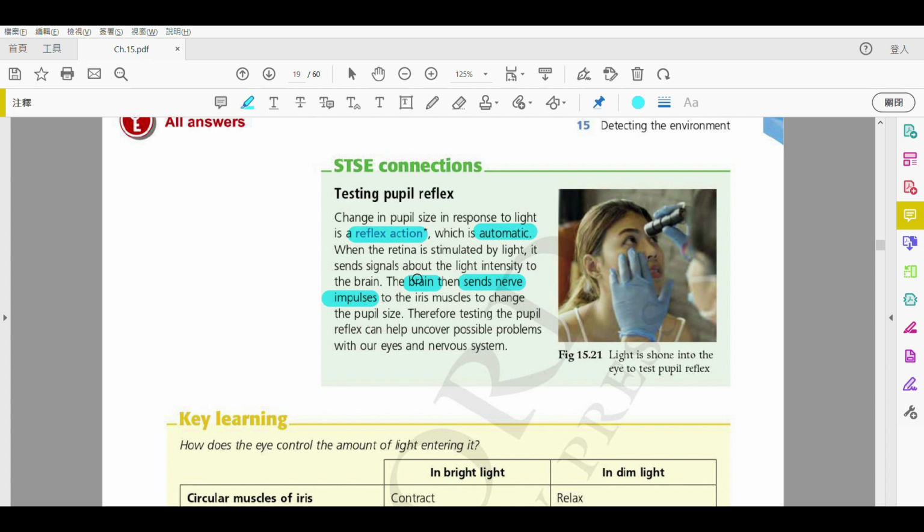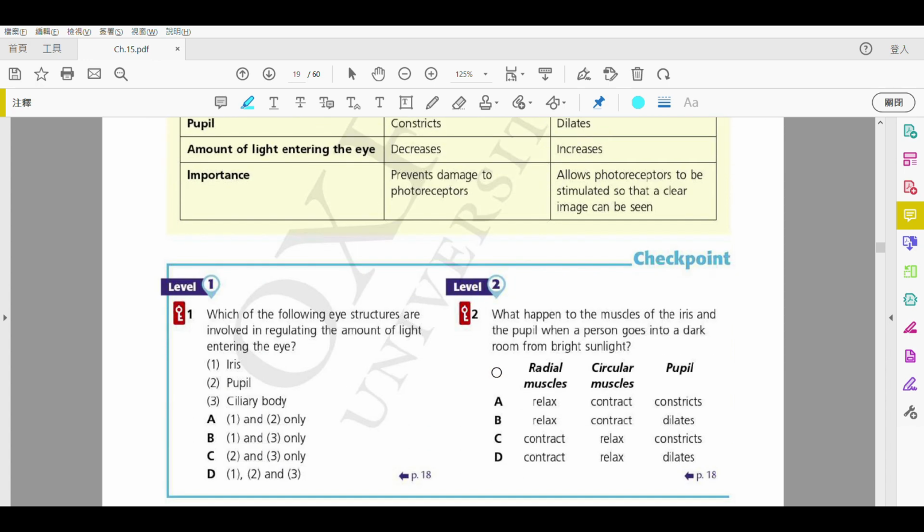Alright? So it's very much the same. You can see that after stimulation, the brain will send nerve impulses to give this reaction to make the pupil size smaller or larger. Alright? Of course, when the torch is shone on the patient's eye, the pupil will constrict. 咁就會變細咗啦. Alright? This way, the doctor can see if there are some problems going on with the patient's eye or the nervous system. Okay? So before ending this video, of course, please finish these two questions.